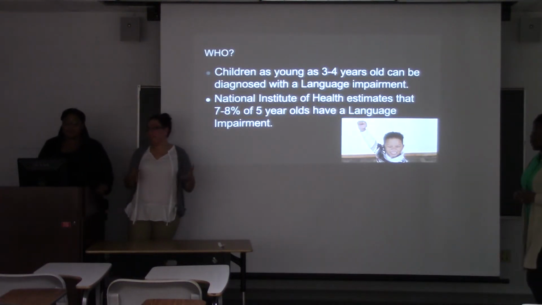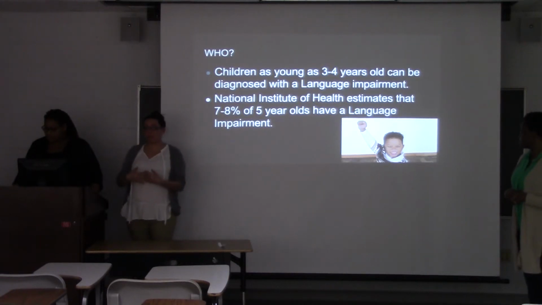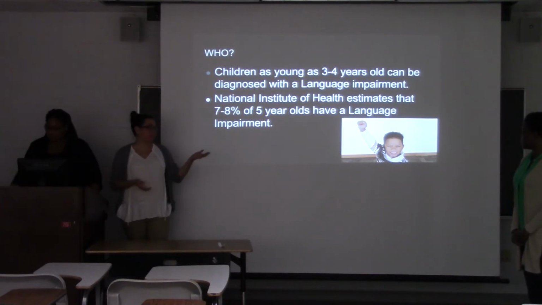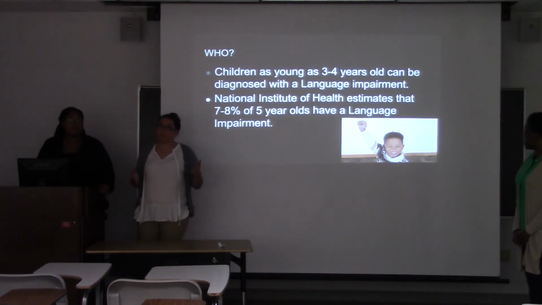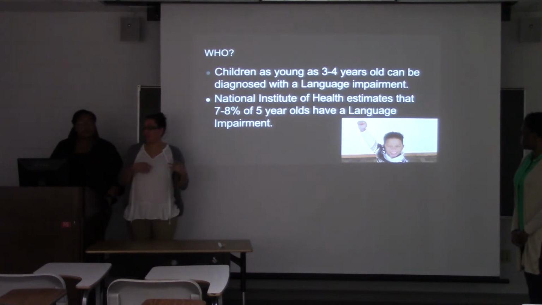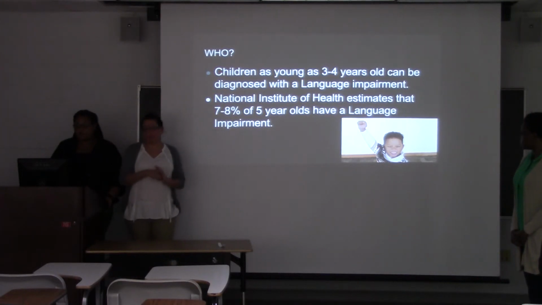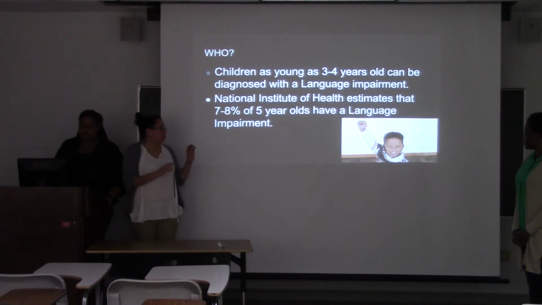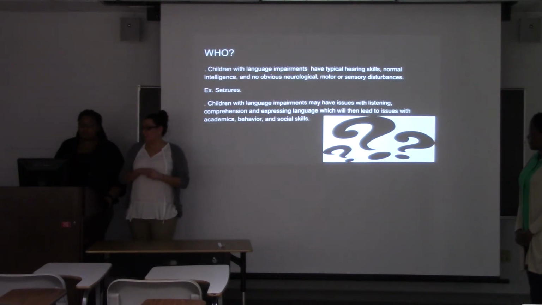So, who is affected? Children as young as 3 to 4 years old can be diagnosed with a language impairment. If they're not diagnosed that young, once they get into school a teacher may notice it, and they may get diagnosed a little bit later. The National Institute of Health estimates that 7 to 8% of 5-year-olds will have a language impairment. This goes for children already diagnosed or those yet to be diagnosed.